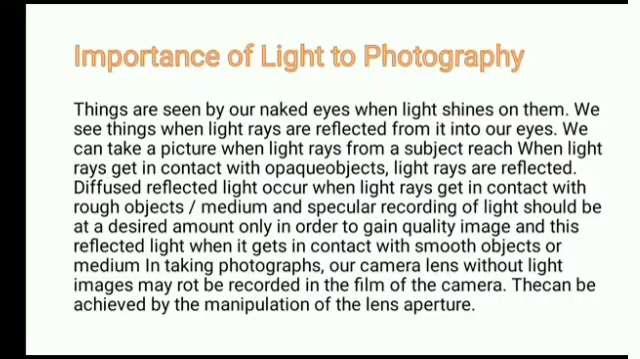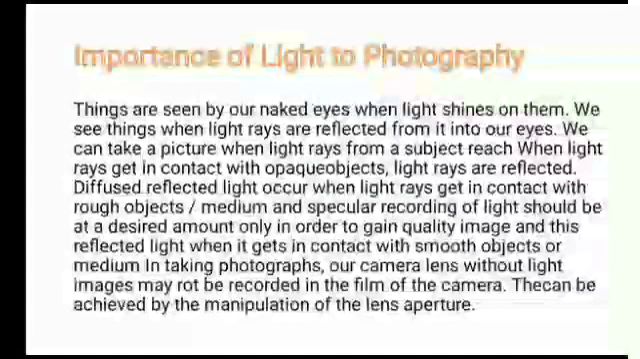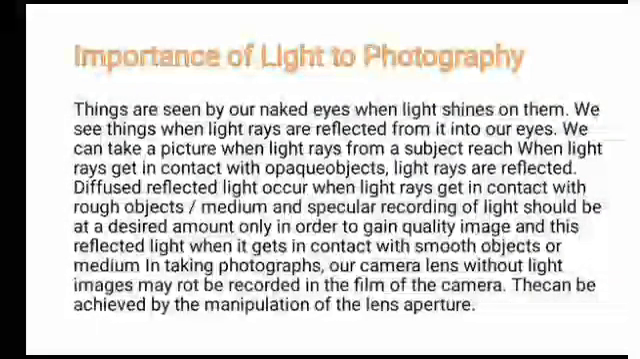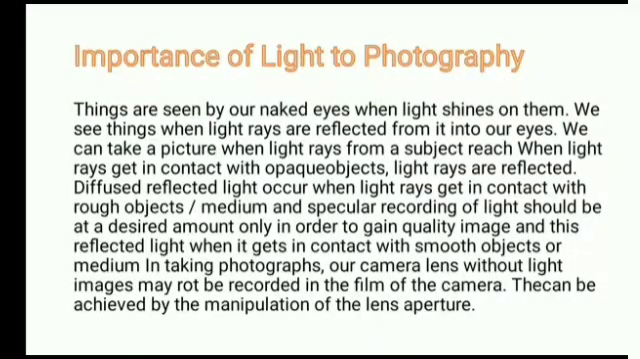Diffuse reflected light occurs when light rays get in contact with rough objects or medium, and specular reflection of light should be at a desired amount only in order to gain a quality image. This reflected light occurs when it gets in contact with smooth objects or medium. In taking photographs, without light, images may or may not be recorded on the film of the camera. This can be achieved by the manipulation of the lens aperture.